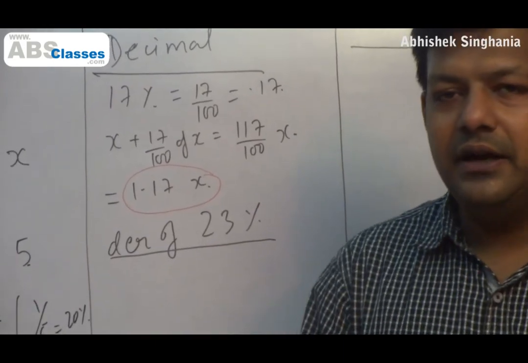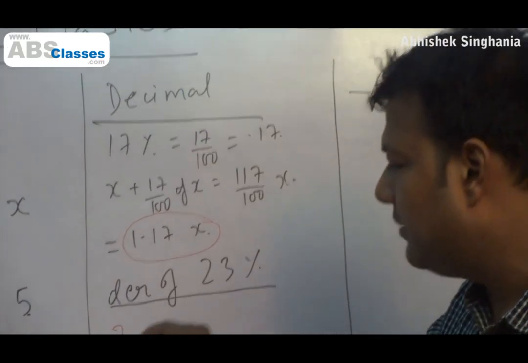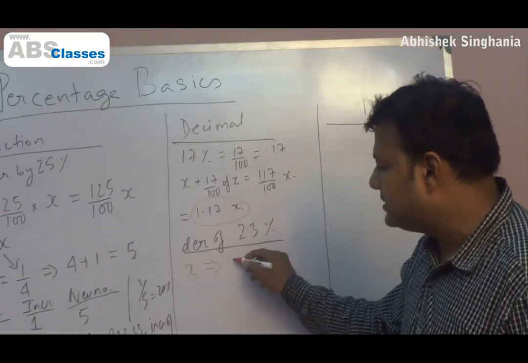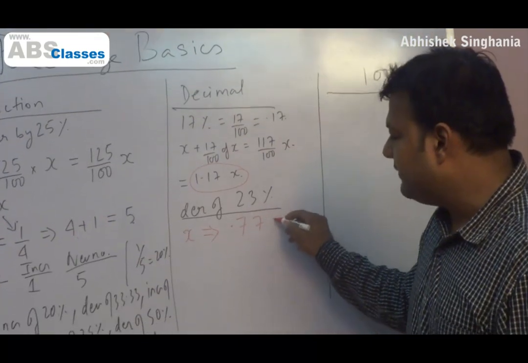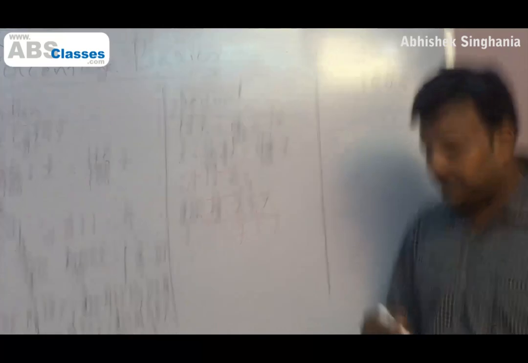If I decrease 100 by 23, it becomes 77. So if the original number was x, I can write it as 0.77x. Original number, new number.